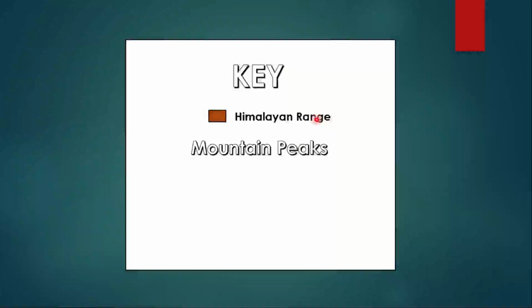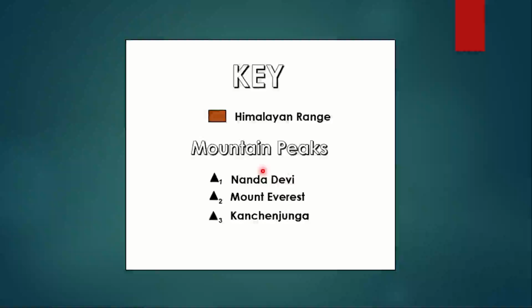Alright. And to show the mountain peaks, we are going to make triangles like these. Triangle 1, Nanda Devi. Triangle 2, Mount Everest. Triangle 3, Kanchenjunga. And triangle 4, Kangto mountains. We'll be marking these 4 mountains, so we are going to take 4 triangles and number them like this: number 1, 2, 3 and 4.